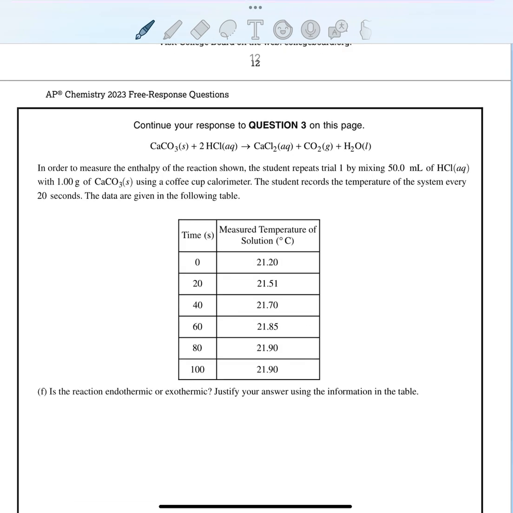Continuing on in this question, I'm given a data table. So same experiment. I'm mixing the 50 milliliters of HCl with 1 gram of CaCO3 in a calorimeter, but this time I'm recording the temperature change. If I visualize it like this, I have a beaker or a calorimeter here. This is HCl. There's 50 milliliters of it.